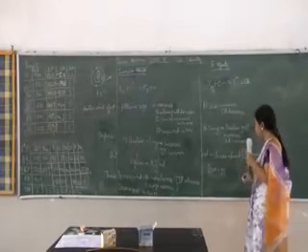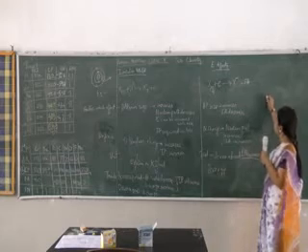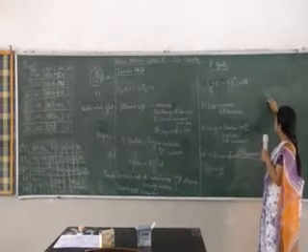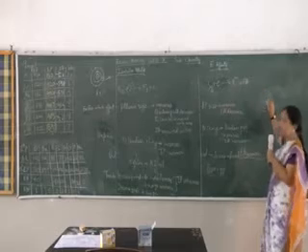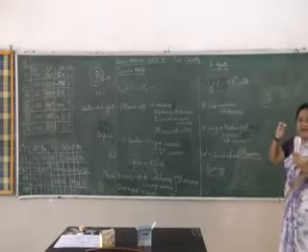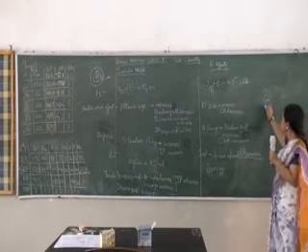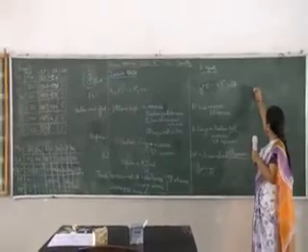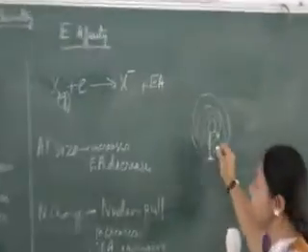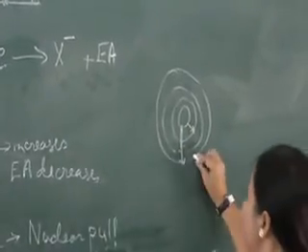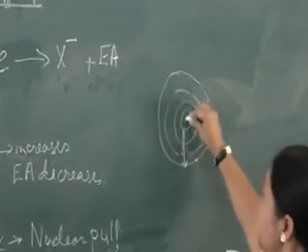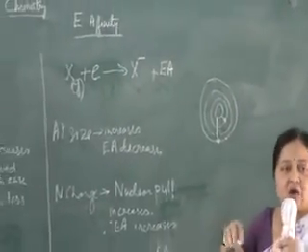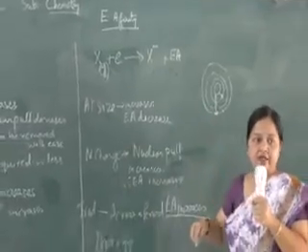See, two things happen actually. If I draw the atom over here, this is the nearest shell, so nuclear pull will be very high. But if the size of the atom is big, like suppose let us draw some more shells, then the nucleus is not able to pull another extra electron into the valence shell.